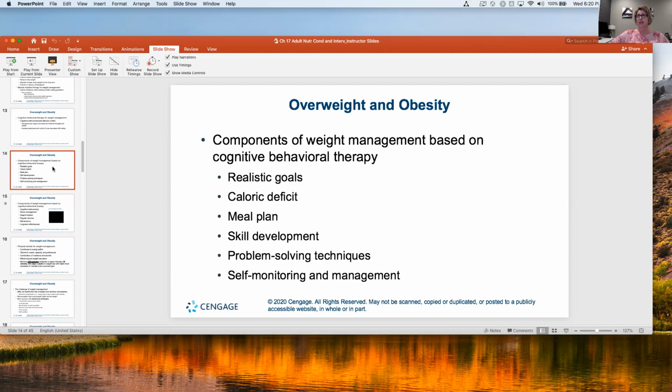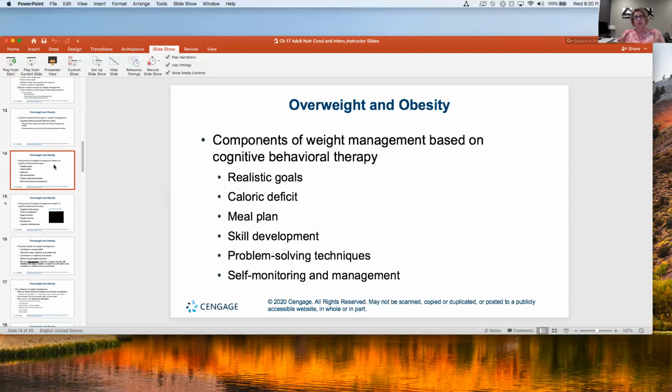Here is probably, to me, one of the most important parts. When we look at the components of weight management, what do we do with cognitive behavioral therapy? The first thing is that we have to set realistic goals. Even though they might have a goal of 40 pounds, 40 pounds can be very overwhelming to somebody. So it's better if we look at it and take it in blocks.